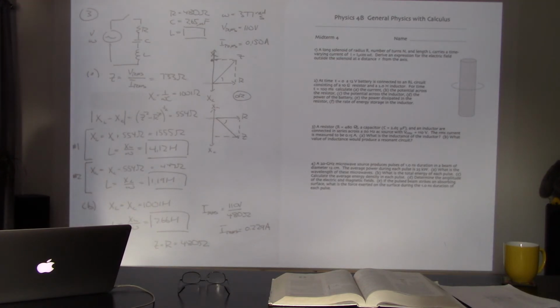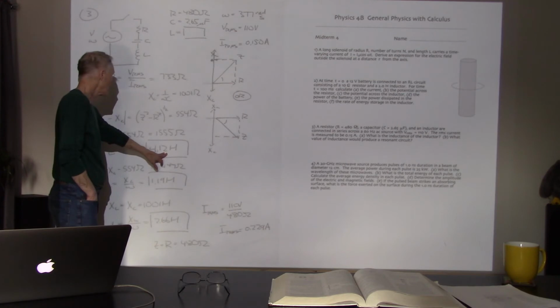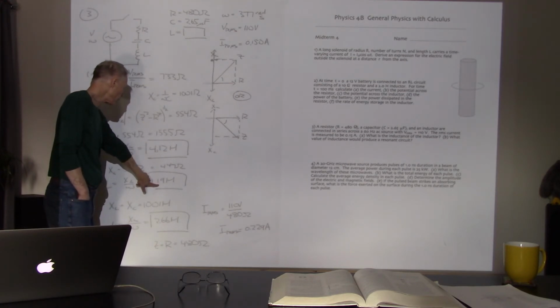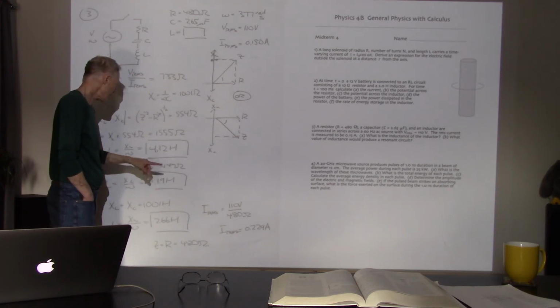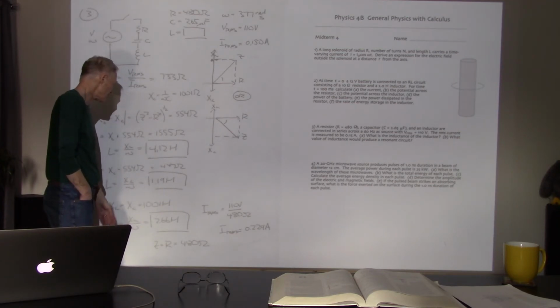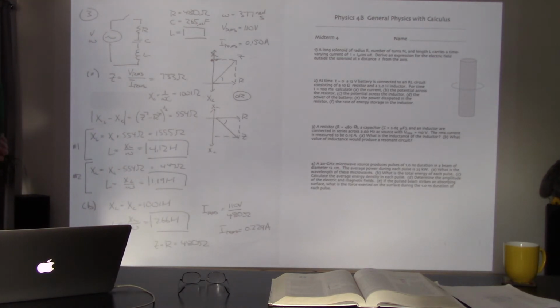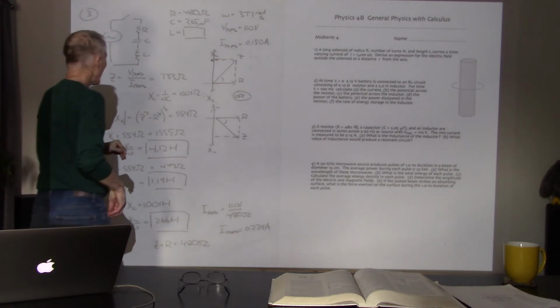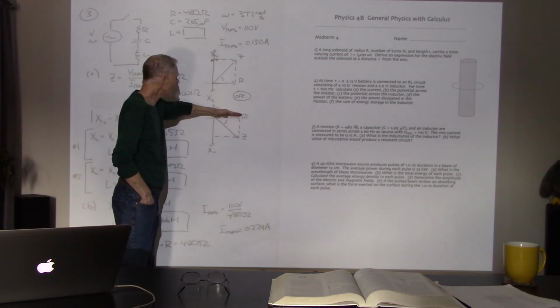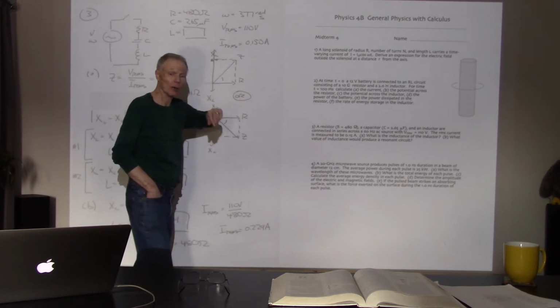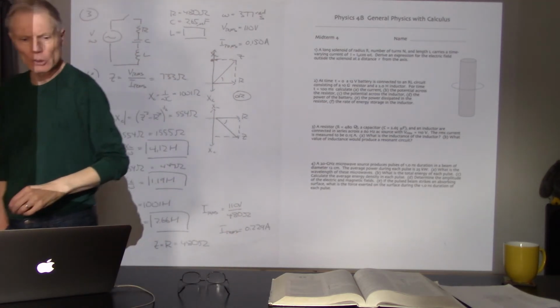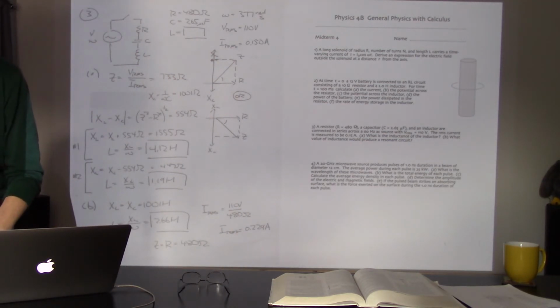So at 4.12 Henrys, the inductor is dominating, and at 1.19 Henrys, the capacitive reactance is dominating. At 2.66 Henrys, everything is in resonance, and the reactive effects from the capacitor and the inductor will cancel out, and Z then will line right up with R. Z will be equal to R in that case. Okay, so that's a lot of good stuff in that for an AC circuit problem.